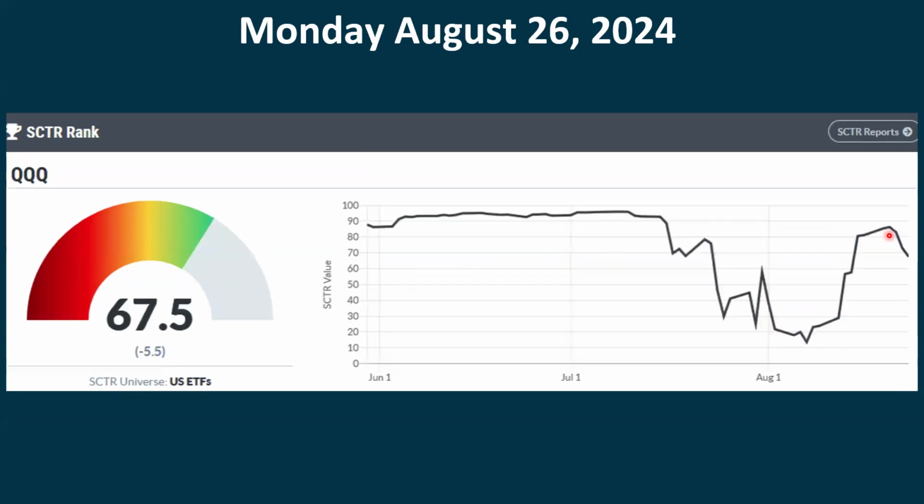In second place, which was in last place a week ago, are the QQQs, which is the ETF for the NASDAQ 100. In August, this had dropped down actually below 20. Well, we've been really coming back up, but trailing off a little bit as the week finished out, but it's coming in with a score of 67.5.